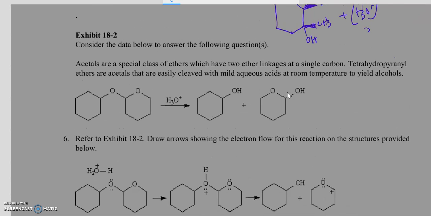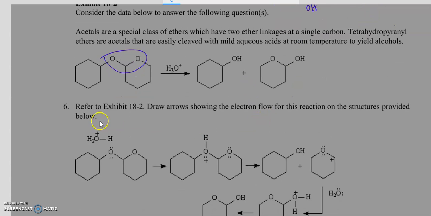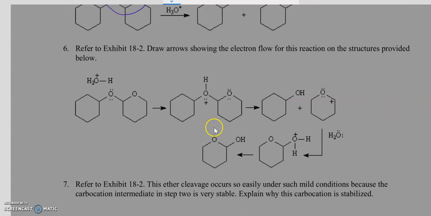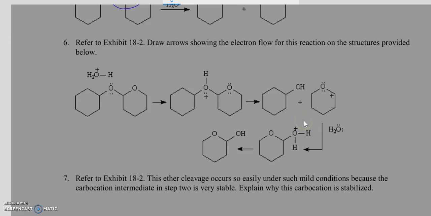The next question is asking: acetals are a special class of ethers which have 2 ether linkages with a single carbon. So this guy right there. Okay. Alright, it's asking us to find out. Refer to the exhibit, draw arrows showing electron flow for this reaction on the structure provided below. So we have provided the reaction mechanism, which is good. So now we're just going to follow it and show where the arrows are going.